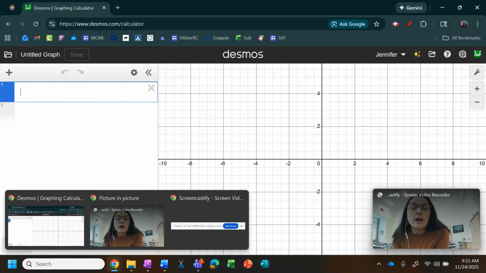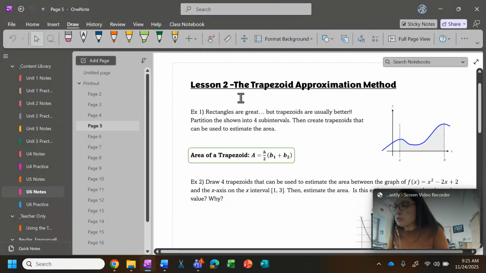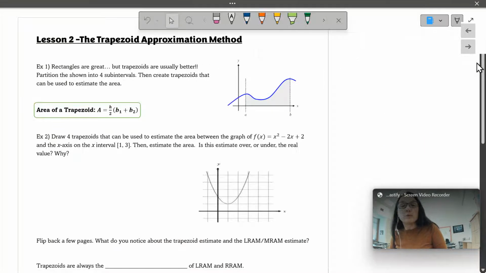Hello there. Let's talk about area again, except this time we're going to talk about trapezoids. So you should have some notes about the trapezoid approximation method somewhere.